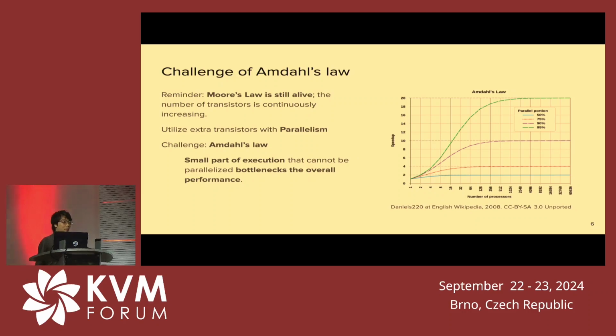However, there's still another challenge called Amdahl's law. It says that even if we could parallelize some portion of program execution, some small part of execution cannot be parallelized and can bottleneck overall performance. The graph on the right side says that if you could parallelize 90% of program execution, the remaining 10% will eventually bottleneck the overall performance. So we need to try very hard to exploit parallelism as much as possible.